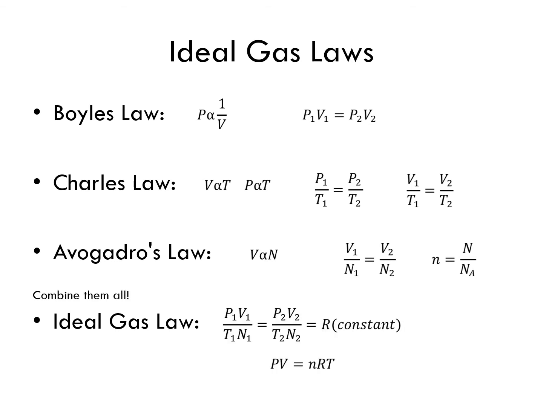So when we combine all of them together, this is actually where the ideal gas law comes from. So we get this pretty big equation at the top that is equal to a constant, and when you rearrange it, you actually get the PV equals nRT equation.